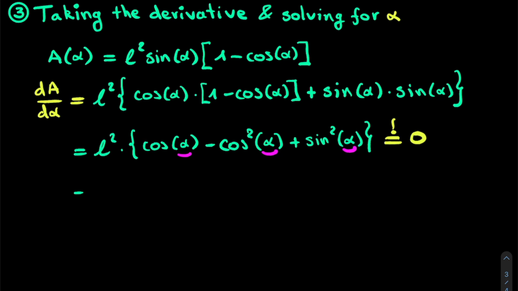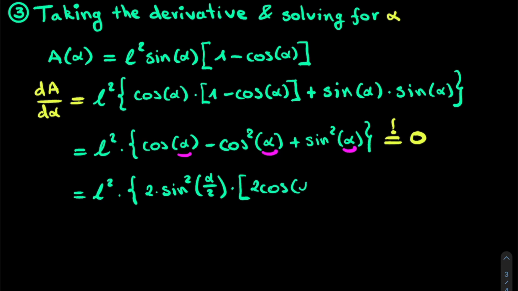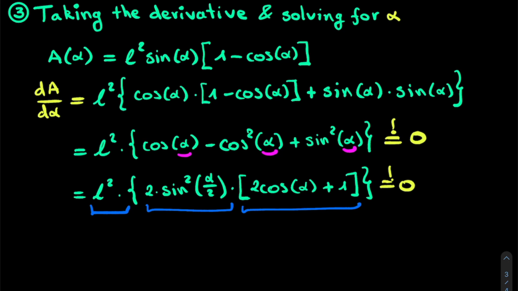Now, using some trigonometric identities with the double angle and so on, which I will leave as an exercise for you, or I will make a future video on it, we get that L squared multiplied by 2 times sine squared of alpha divided by 2 multiplied, and this is where the factorization comes in, 2 times the cosine of alpha plus 1. And this again has to be equal to 0. However, now we see that this is a product which is much easier to put equal to 0, because only one of these terms will have to be equal to 0 in order to make the entire thing 0.